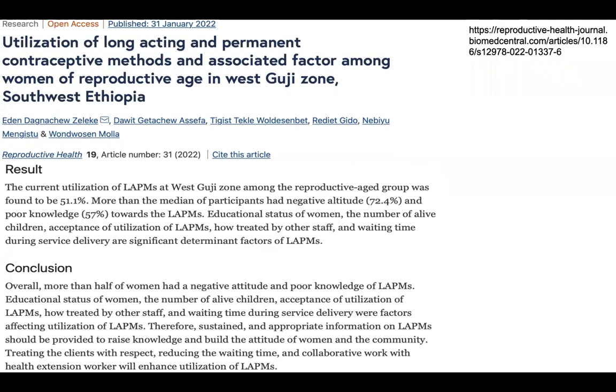Therefore, sustained and appropriate information on LAPM should be provided to raise knowledge and build the attitude of women and the community. Treating the client with respect, reducing the waiting time, and collaborative work with health extension workers will enhance utilization of long-acting permanent methods.